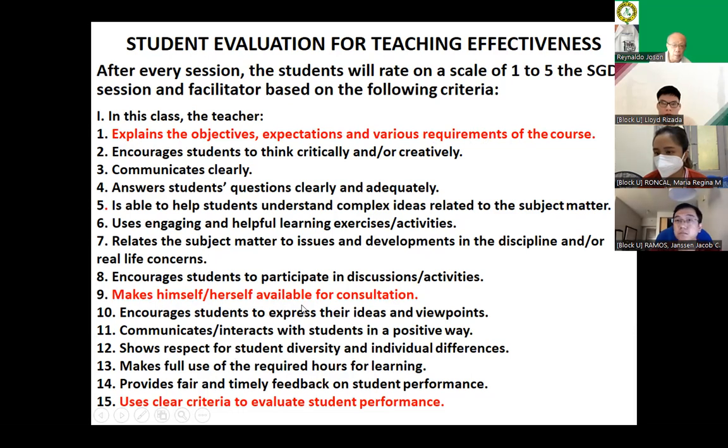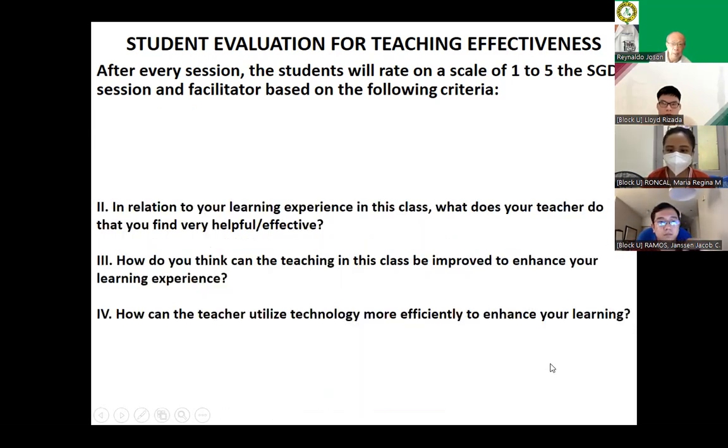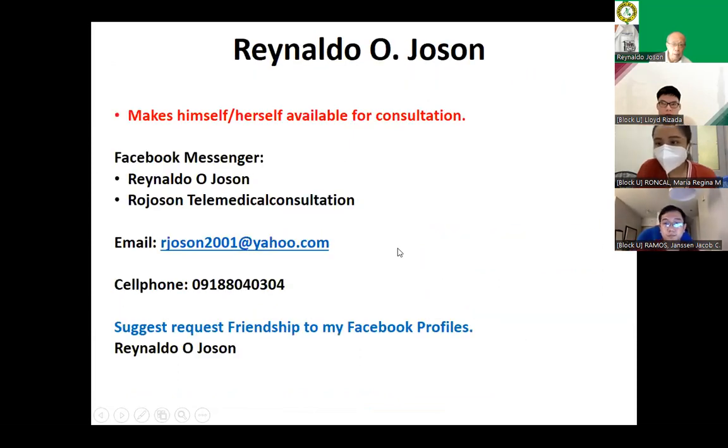In this time of COVID, probably I won't be able to be there physically. And then number 15 will be use clear criteria to evaluate student performance. So I'll just make myself available through this online. You can message me in the messenger, and then email me, cell phone number, and so on.